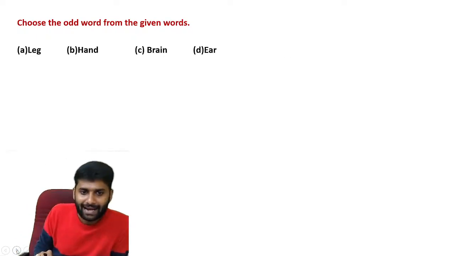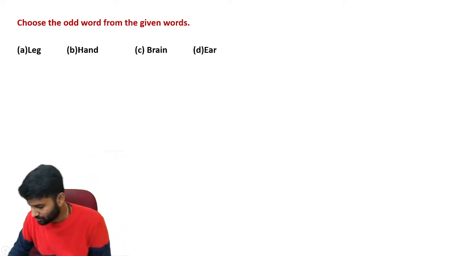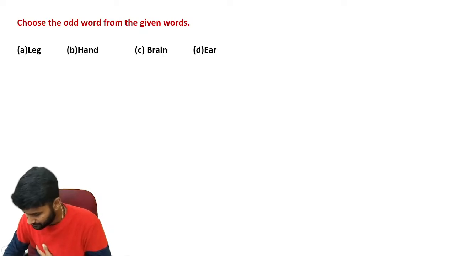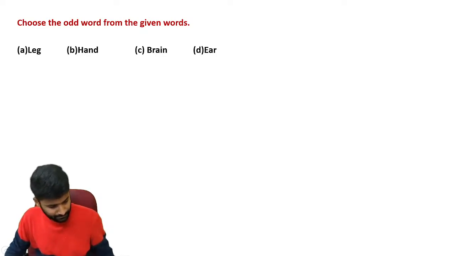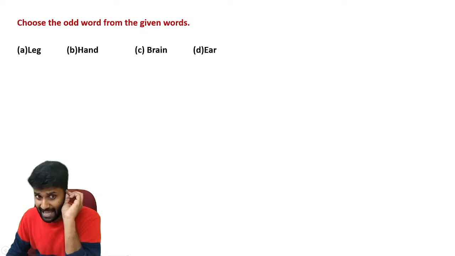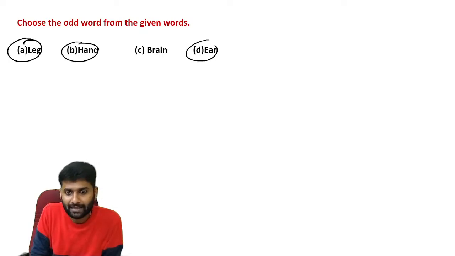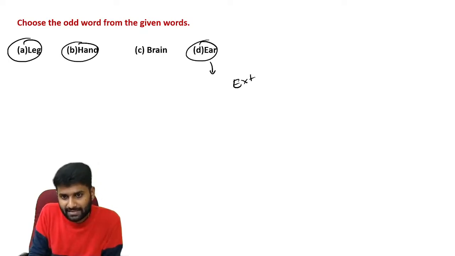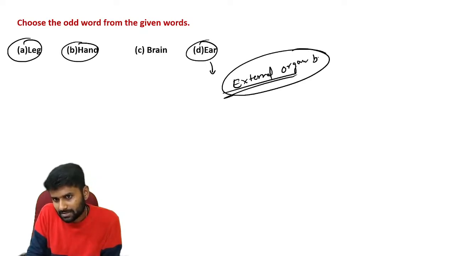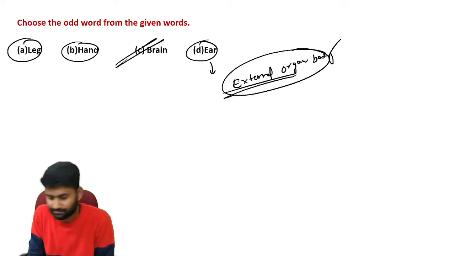Next. Leg, hand, brain, ear. Which one is the odd one out here? Very good, Anasuka. So which one is the odd one out? Leg, hand, brain, ear. If you go through it, leg, hand, ear are external organs. So these are the external organs on the body. The brain is inside. That's why the brain is different. Very good.